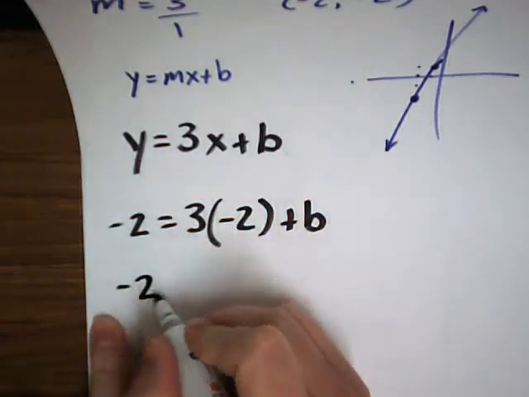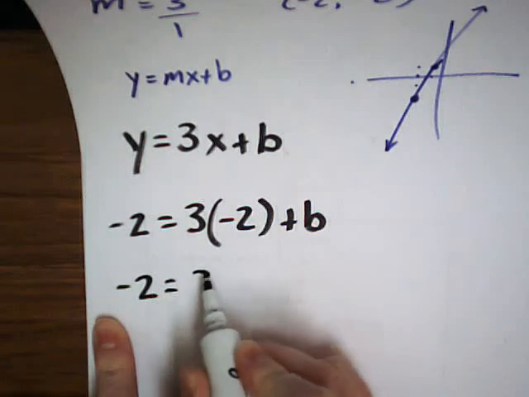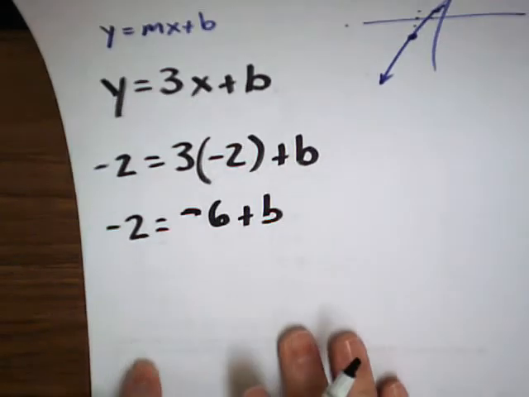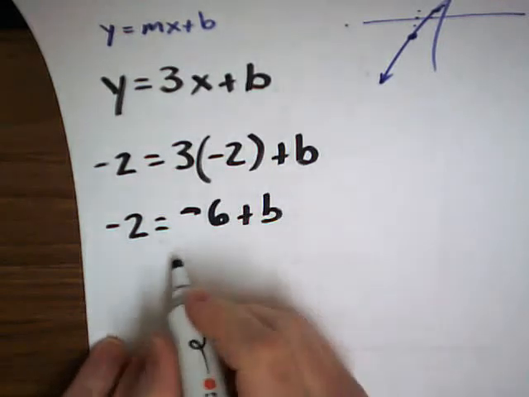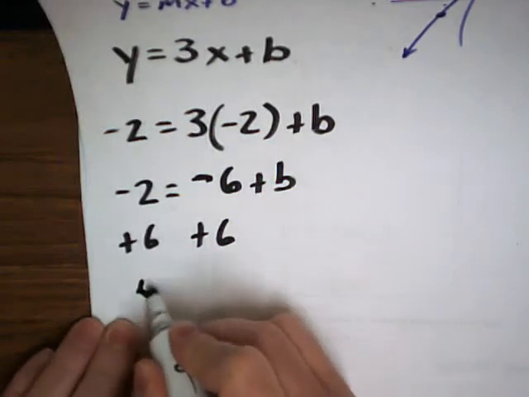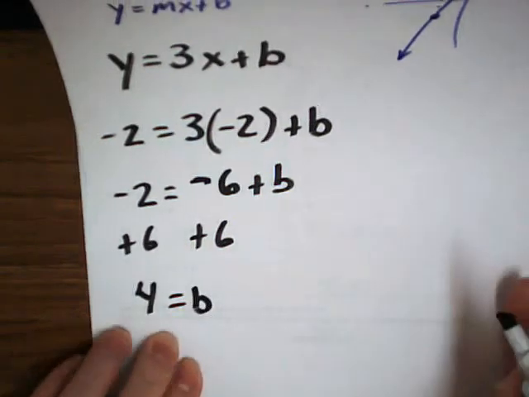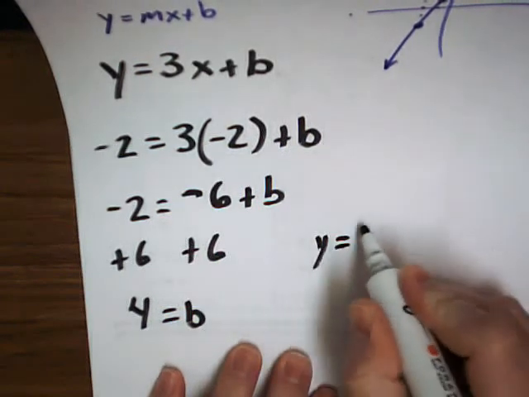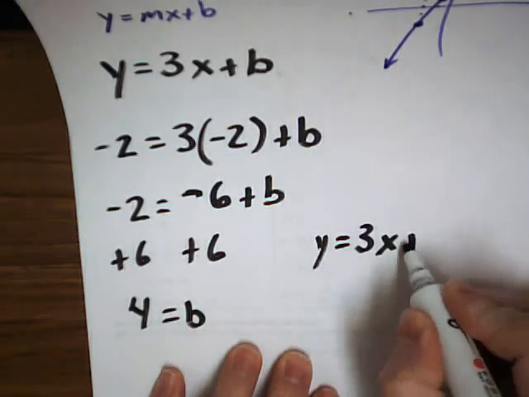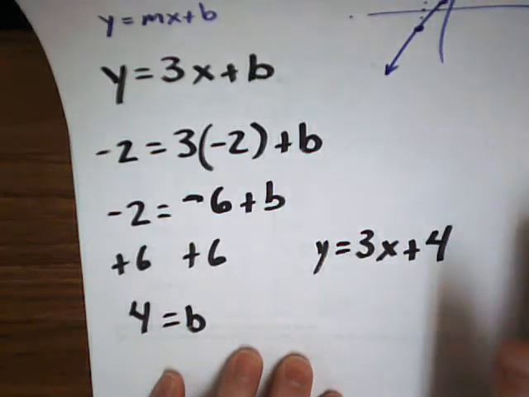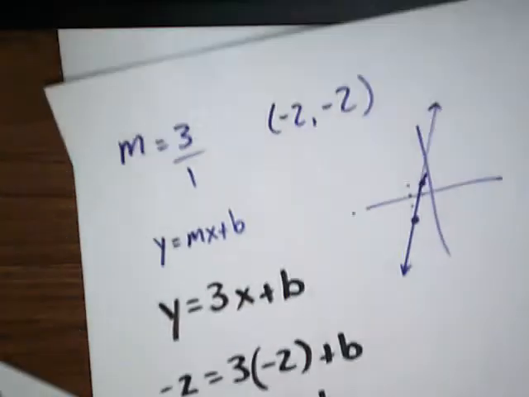So -2 equals -6 plus b. And then, plus 6? So 4 equals b. So your b value is 4. So now you know y equals 3x plus 4. Yes, ma'am. The problem I did before that? Yes. Okay.